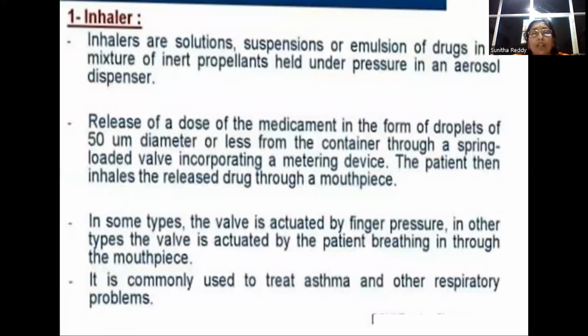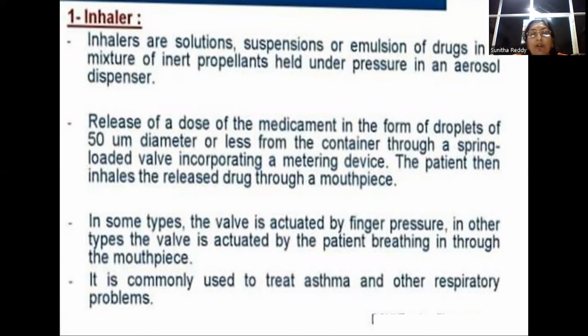Next dosage form is inhalers. These are solutions, suspensions, or emulsions of drug in a mixture with a propellant held under pressure in an aerosol dispenser. A dose of medicament is released in the form of droplets of 50 micrometer diameter or less from the container through a spring-loaded valve incorporating a metering device. The patient then inhales the released drug through the mouth.